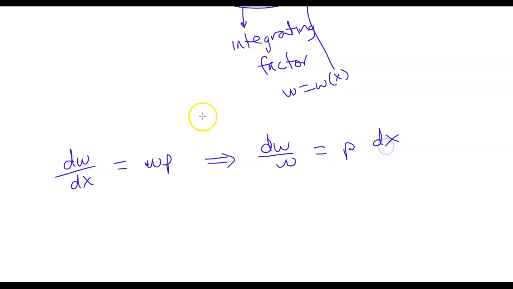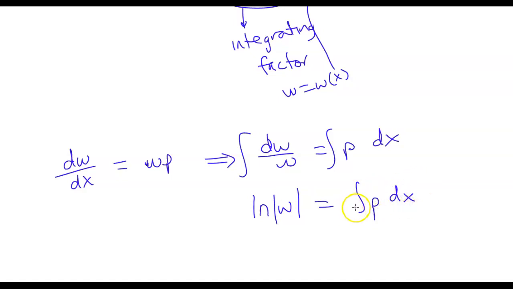to P dx. And then if you take the integral of both sides here, this will be natural log of absolute value of W, and this would be the integral of P dx. And here, if we actually did this, we would have some integration constant on the left side. But since I know I'm going to have an integration constant both on the left and on the right, I'm just going to make it simple and put one constant over here on the right, just for simplicity, okay?